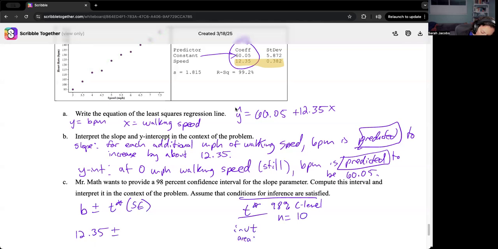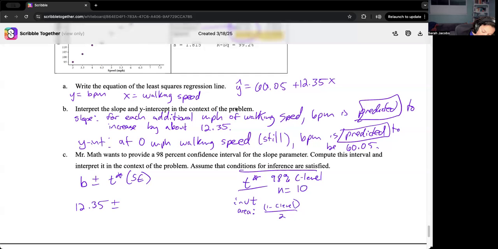The area is going to be 1 minus C-level over 2. Make sure you put that in parentheses if you're throwing it all in at once. The degrees of freedom is going to be 10 minus 2 because this is 2 variable, x and y. When we do that, we get 0.01 as our area, because 98% confidence, and degrees of freedom should be 8. And so we get t star equals, again, we can ignore the negative because the critical value gets plus or minus anyway, 2.896.